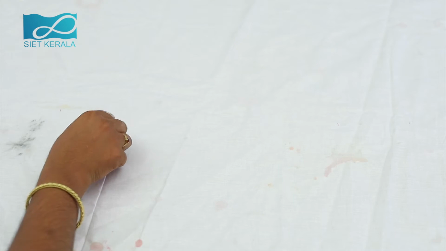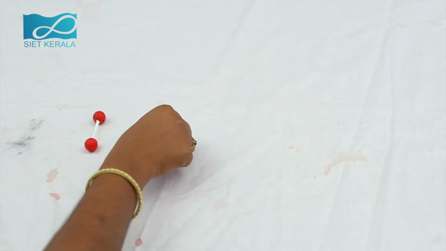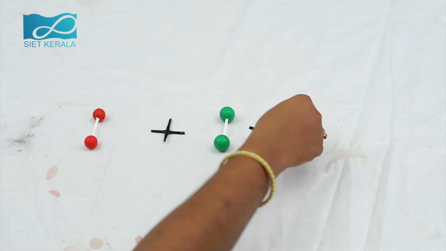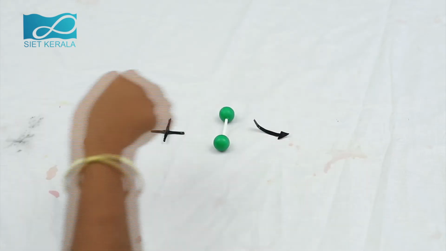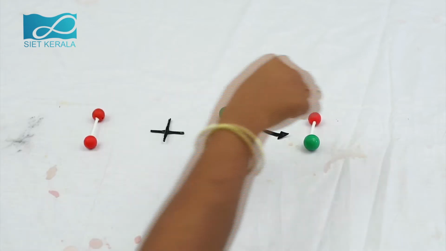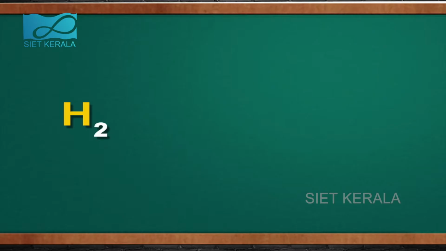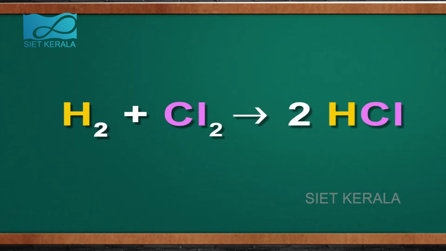Whenever hydrogen combines with chlorine, hydrogen chloride is formed. Observe the chemical equation, the symbolic representation of these reactions. From this representation, we can understand that one hydrogen molecule combines with one chlorine molecule to give two hydrogen chloride molecules.